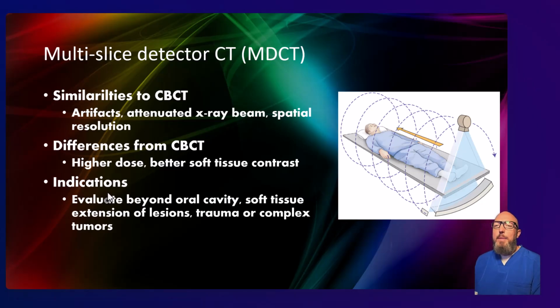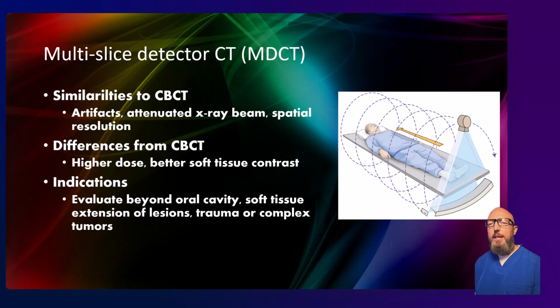All right, so I'm not going to cover these advanced imaging modalities in great detail, but just to be familiar with some of these advanced modalities that are out there, first of all, medical CT, also called multi-slice detector CT or MDCT. It's going to be similar to CBCT and suffer from similar artifacts. Higher doses than CBCT, but the trade-off is better soft tissue contrast. You can actually see the contrast between white and gray matter of the brain.